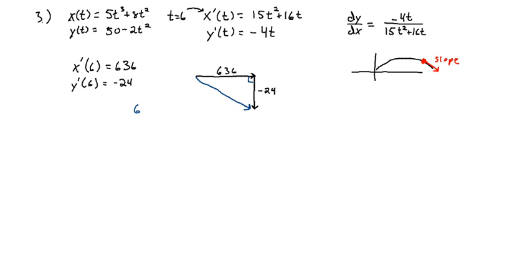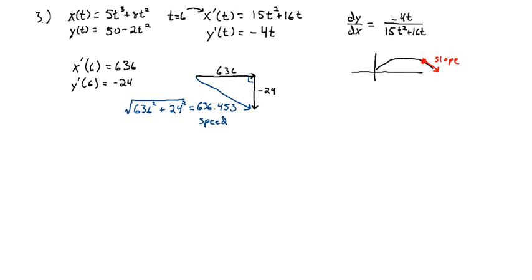636 squared plus negative, or just 24 squared, the negative doesn't matter, and you'll take the square root of that, and you'll get pretty much the same thing, 636.453. That would be your speed. We're not going to talk about velocity with this. That would be how fast this particle or this projectile is actually going.